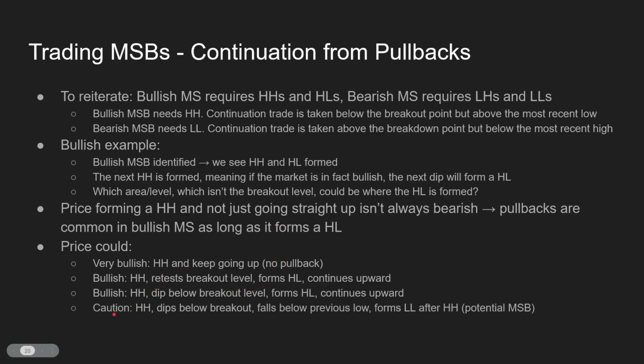And then we have our fourth situation, which is a caution scenario. We have our higher high, dips below breakout, falls below the previous low, forms a lower low after the higher high. And this is where we see another market structure break. Or in this case, let's say if price was coming down, we see the signs of some sort of market structure break to the upside, and then we see another structure break to the downside, right? So this is something that could happen, and this is something that we can consider like some sort of market fake out, where the market was giving signs that it was going to reverse, but it actually didn't.